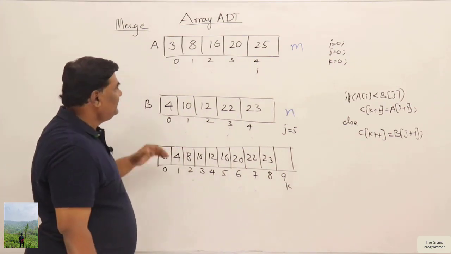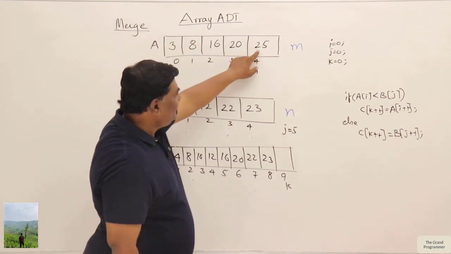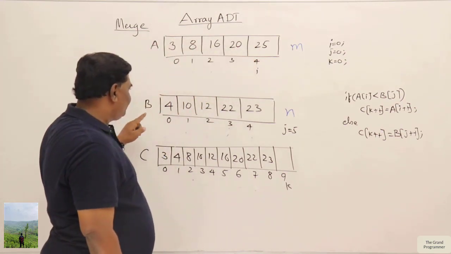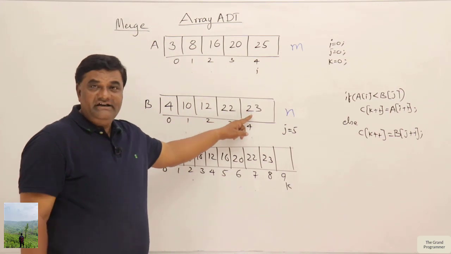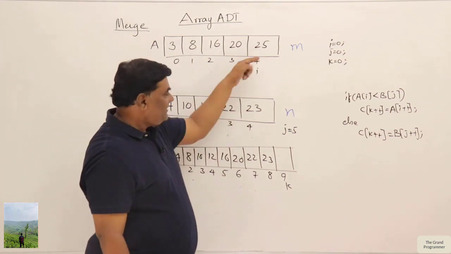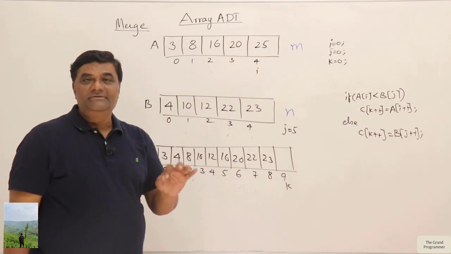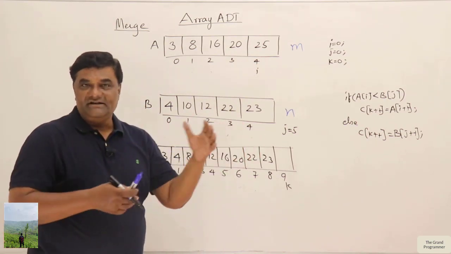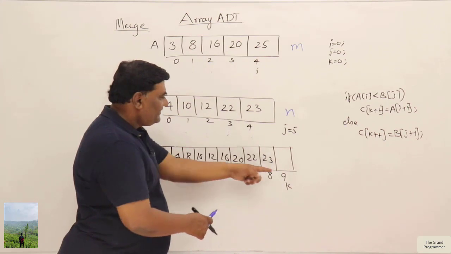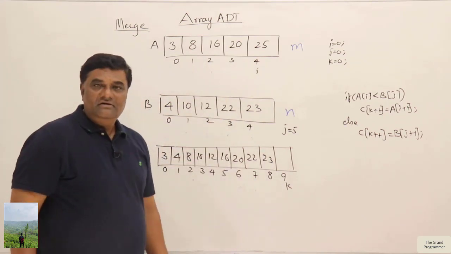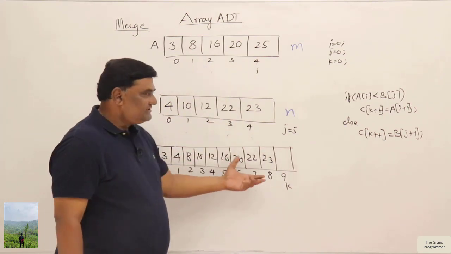So in our example, here we got one element left. If suppose this is not 23, this is 28, then this will be left over, and that 25 will be copied. So in one of the lists, at least one element will be left over, so we have to copy that element. So copy that 25 here. That's all. This is the merging process.